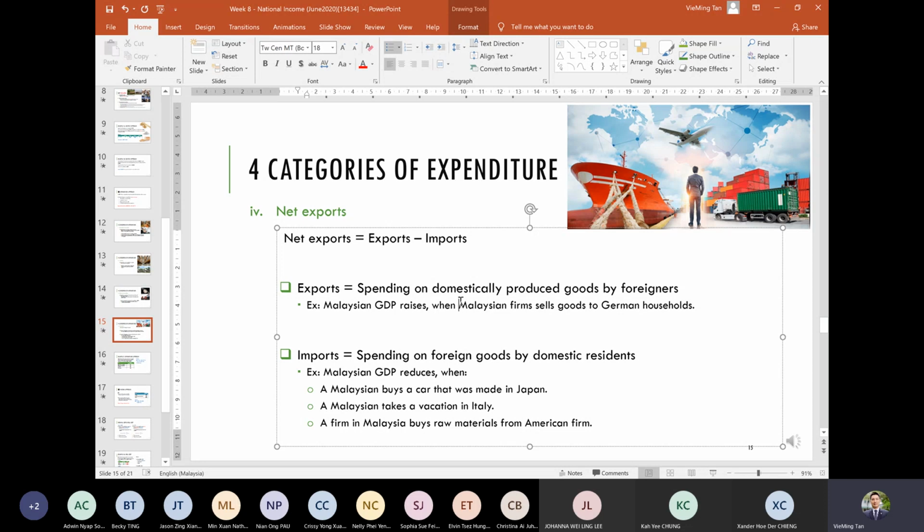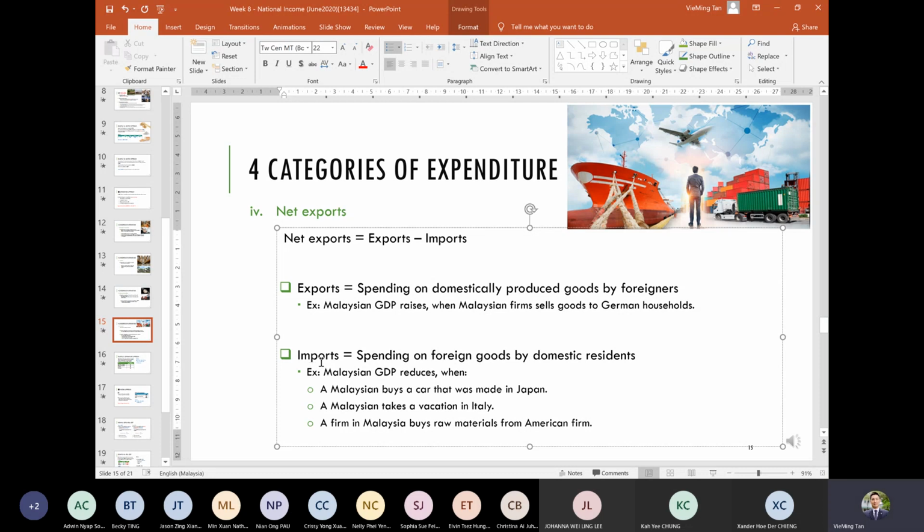So if the Malaysian firms sell goods to German households, the export of Malaysia will increase. When the export of Malaysia increases, this will increase the net export. And when the net export increases, the GDP also increases. On the other hand, how about import? Import refers to spending on foreign goods by domestic residents. Any products consumed by the locals that are foreign goods will be considered as import.